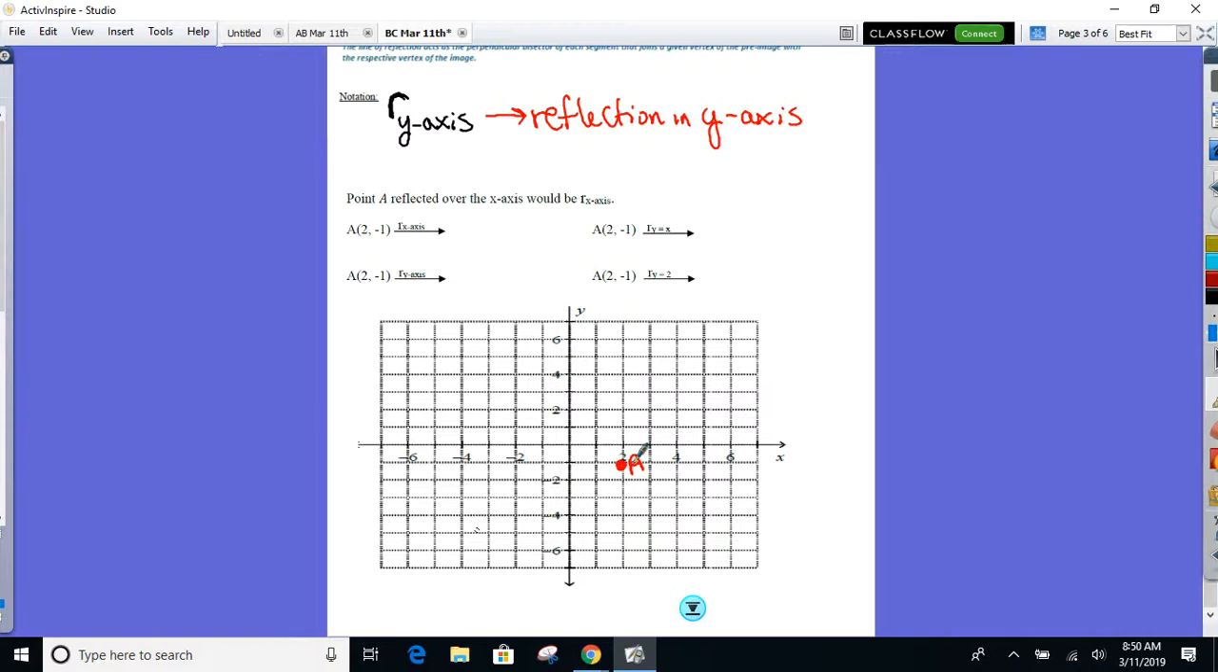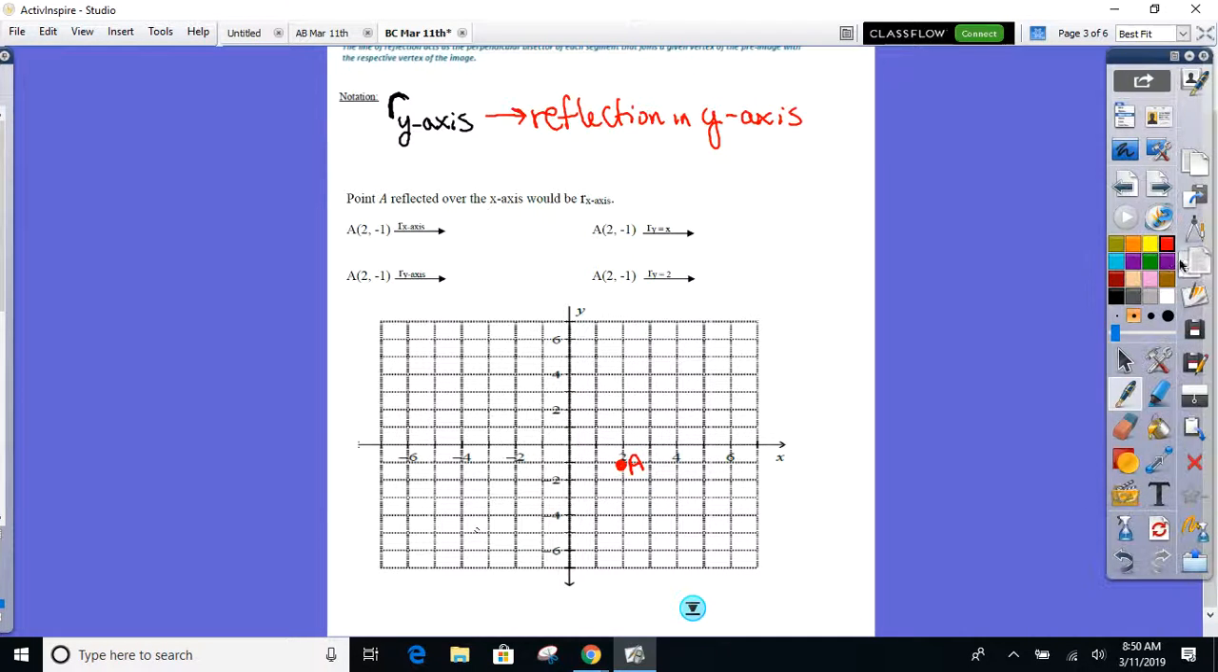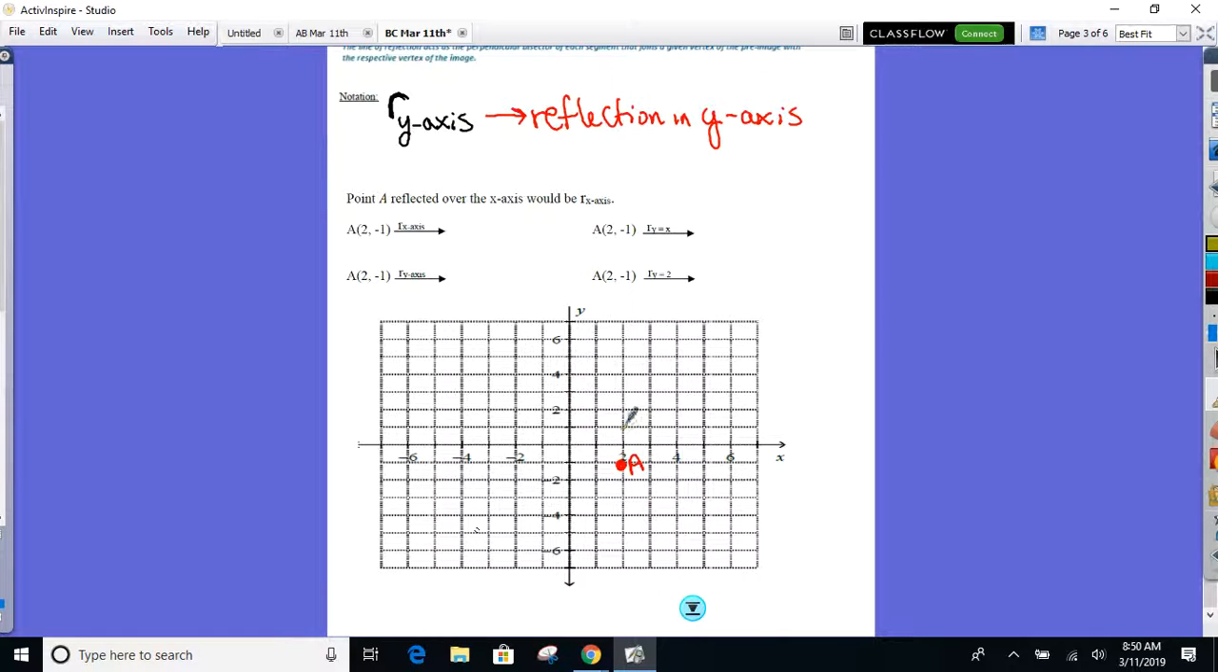Well, number one, distance is always preserved when I reflect. How far is point A from the x-axis? 1 unit. So the image of it should also be 1 unit away. All right, in the same direction. So I got 1 unit away. I go 1 unit in the other direction, and now I name that point right there. What is that point right there?